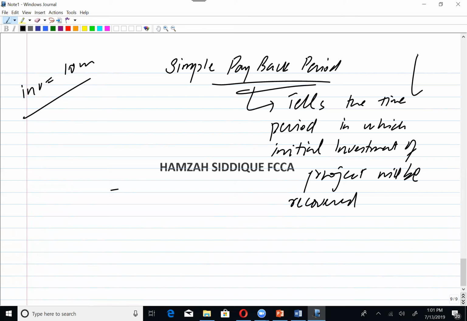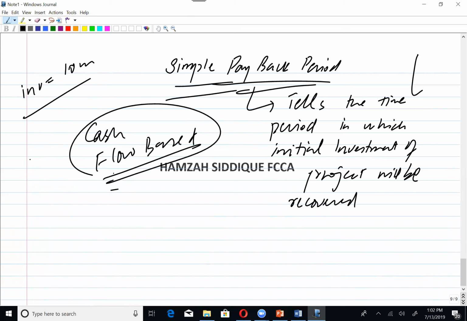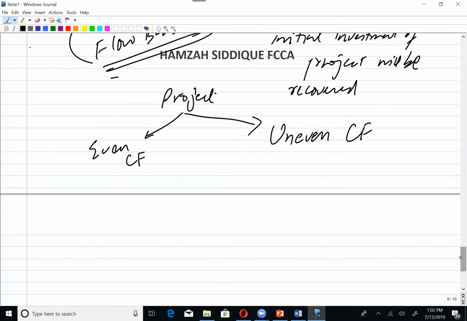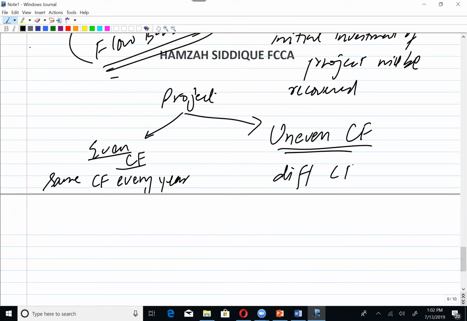Now, next. So students, how to calculate payback? All techniques now onward which we will study are cash flow based, so payback is as well. A project has even cash flow or uneven cash flow, two possibilities. Even cash flow means same cash flow every year. Uneven cash flow means different cash flows every year.